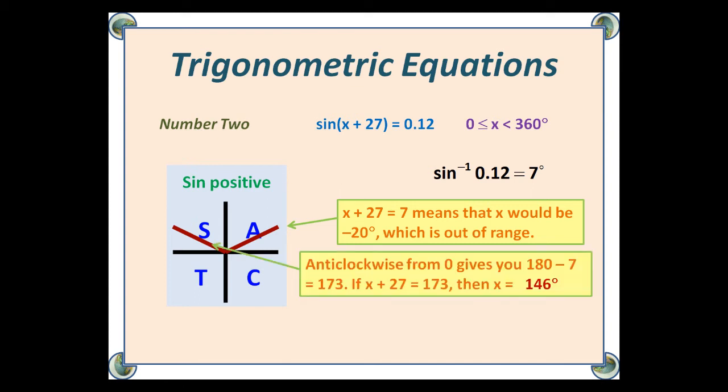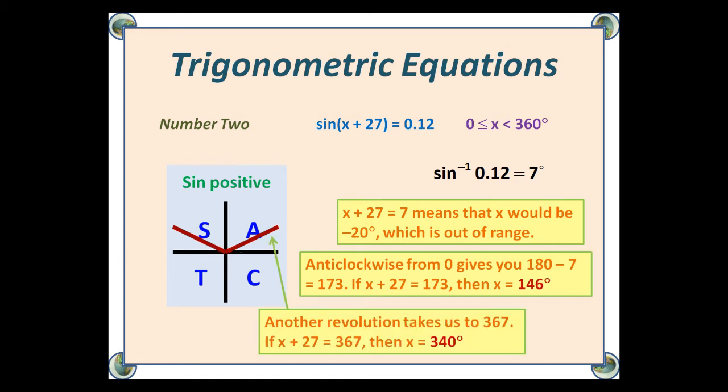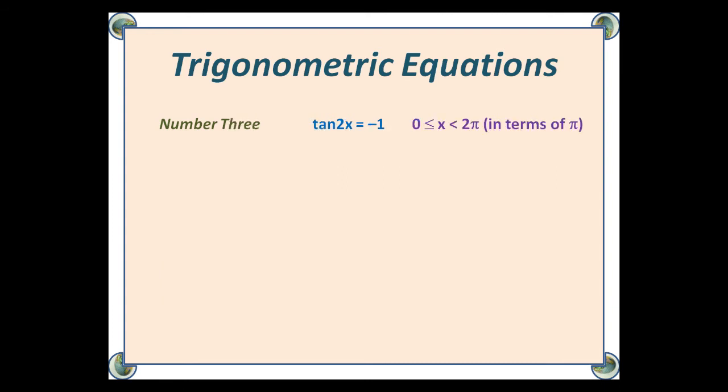Carrying on, anti-clockwise, we get to 173, 180 minus 7. If x plus 27 is 173, that gives us x as 146, which is in our range. There are 2 answers, so we do need to carry on. And another revolution round back to the A region takes us to 367. And if x plus 27 is 367, then x is 340. And again, that's in the range we require.